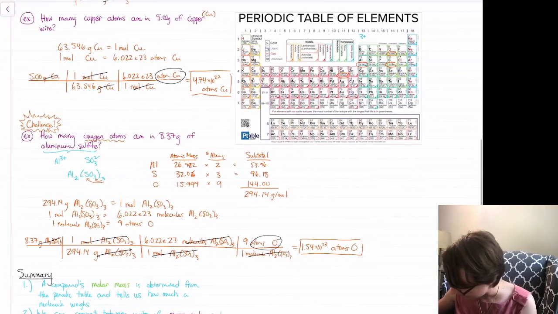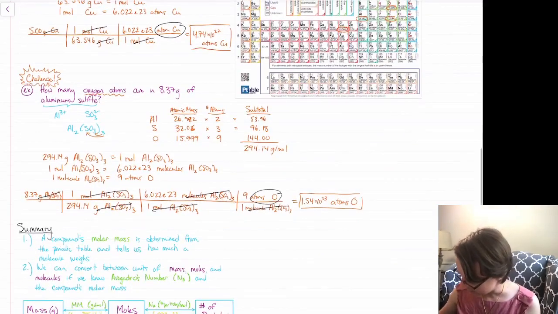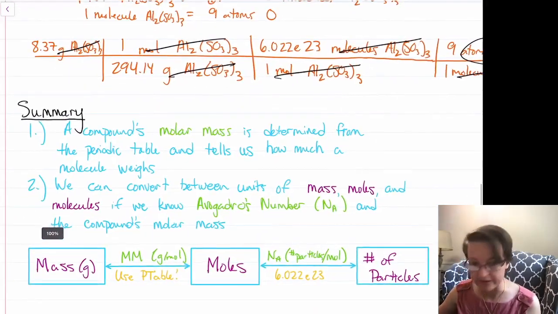All right, so again, this was meant to be a hard problem, but if you can learn to be comfortable with the 3 ways of getting unit conversions that we practiced, you'll be well on your way to being able to solve any problem that gets thrown at you. So let's wrap up for today with a quick summary.